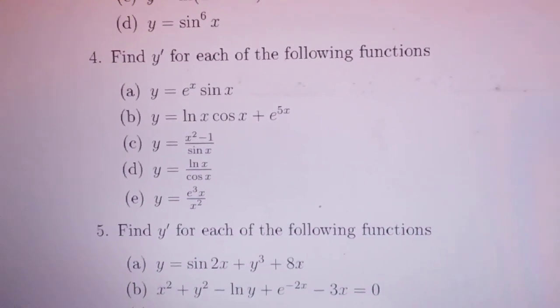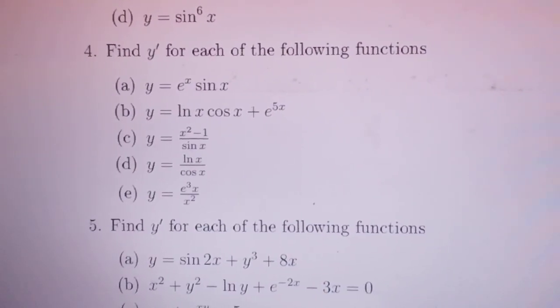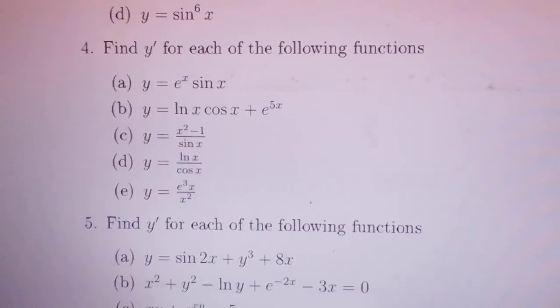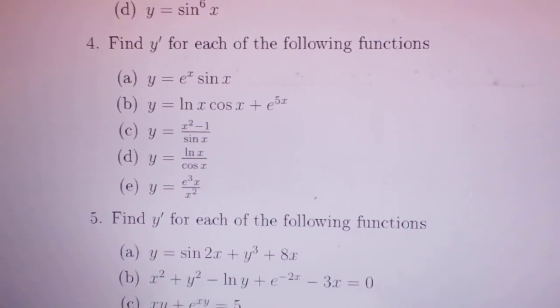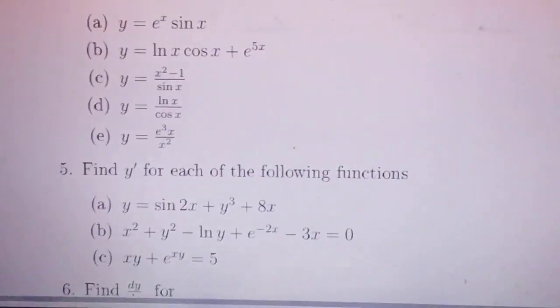Question A says y is equal to e to the power x sine x. So e to the power x is a function, it's alone. Even sine x is a function. And they are multiplying. So that's a product rule. So let's look at it. y is equal to e^x sine x. So what's the formula for the product rule?